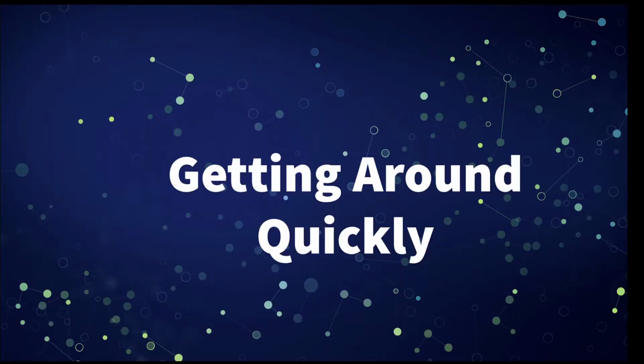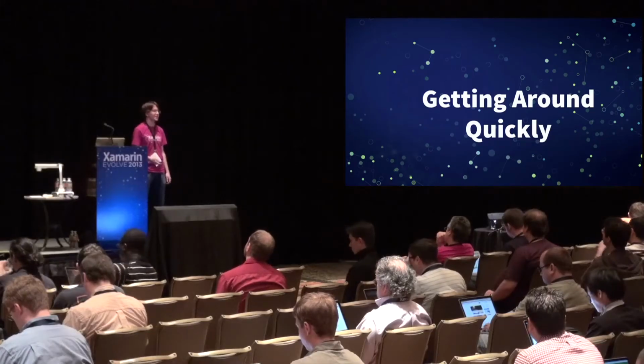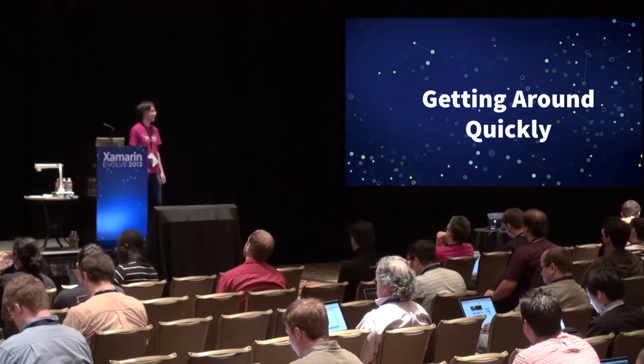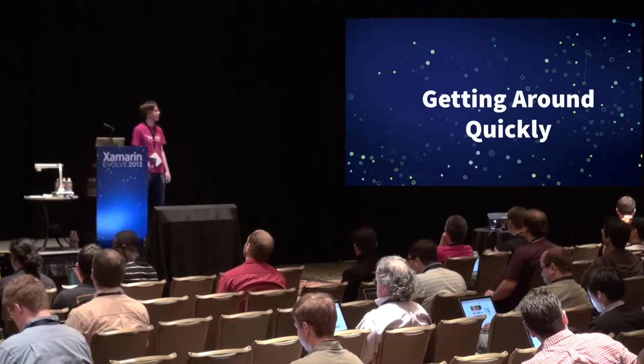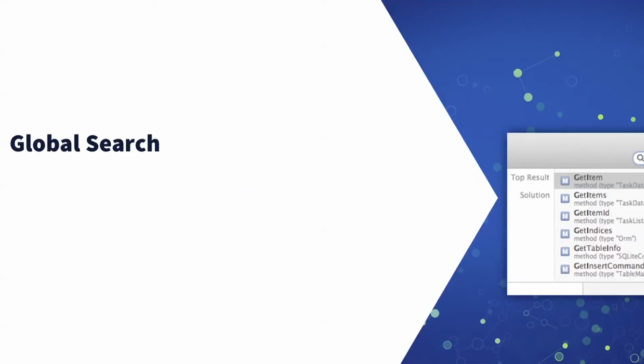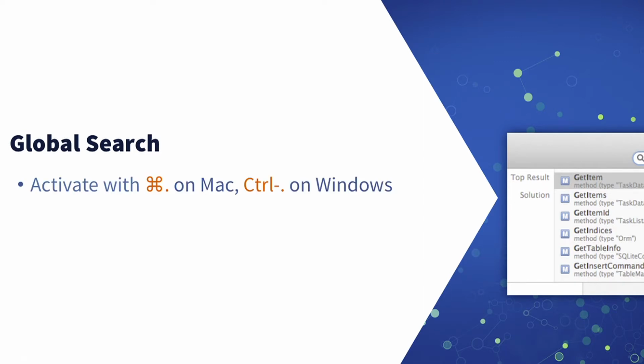OK, so of course, working on large code bases, you often have to find your way around many, many files and classes. And the quicker you can find your way around, the less time you spend hunting through the solution pad. The most important thing is the global search that I mentioned. You activate it with Command dot on Mac, Control. That's actually incorrect. It's Control comma on Windows. I will fix that in the slides before I publish them.